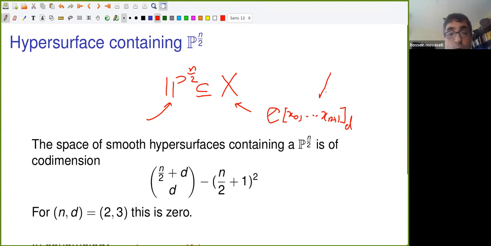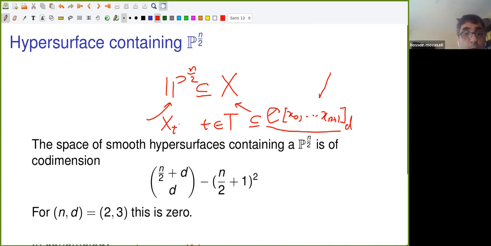Discriminant will parameterize singular hypersurfaces. So in this, you will get an open Zariski subset, this guy. And in this open set, this means that this t belongs to T. It means that you have the corresponding smooth hypersurfaces. So here I will use this notation T.